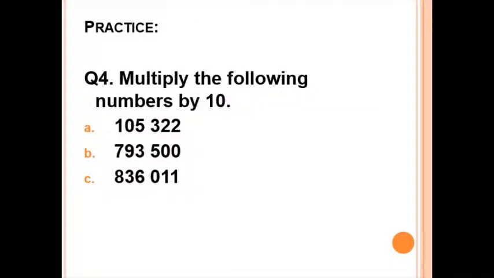Now let us practice question number 4. Multiply the following numbers by 10. You must know, dear students, that when we will multiply a number by 10, what will happen? Yes, you are right. We will add a 0 with it. So this is our answer. A very simple and very easy and quick way to get your answers.